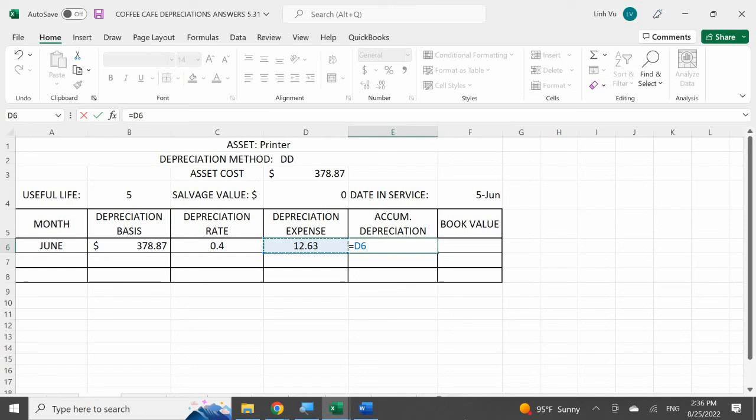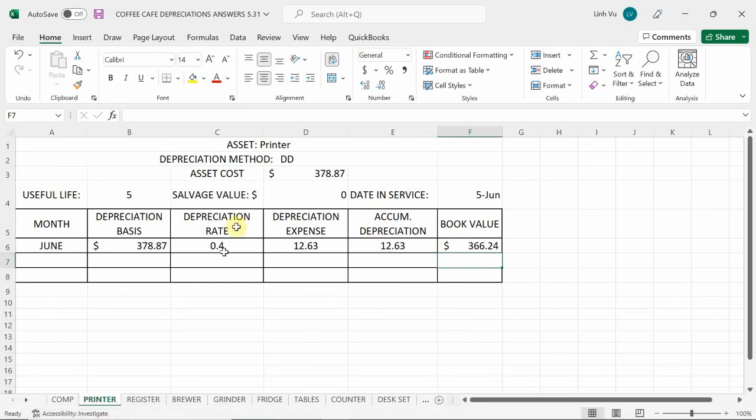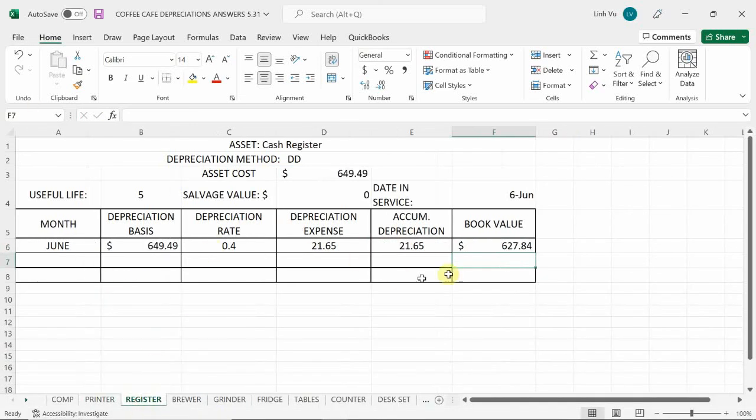$12.63. So therefore, $12.63. So what is going to be my book value? 366.24. 366.24. Okay. And then we've got to do the cash register. Okay. So in this case, what was the value of my cash register?